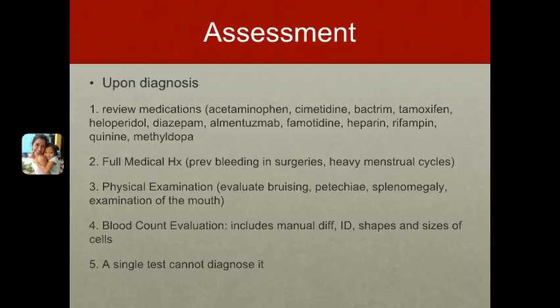Physical examination is very important. Evaluating the bruising, the petechiae, feeling the abdomen for the splenomegaly, and examining the mouth for any sores or bleeding as well. Always including the labs and a blood count is vital, including the manual differential. Identifying the shapes and sizes of the cells is also pertinent to the diagnosis of ITP, yet it can't be diagnosed with just one thing. It's a slew of assessments together.